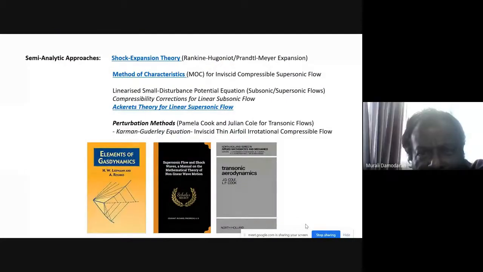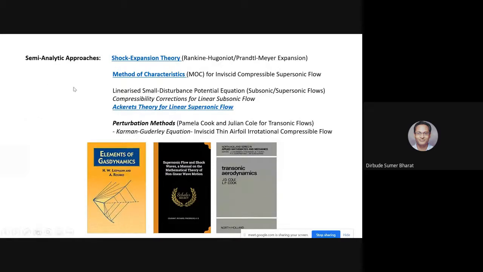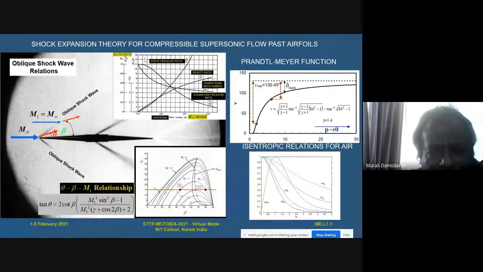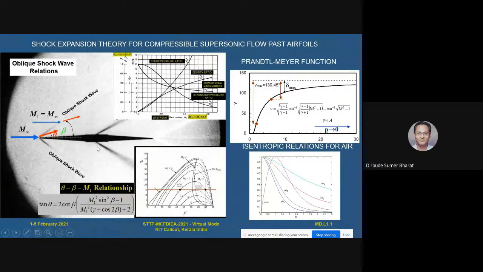Semi-analytic approach? Yeah, semi-analytic approach. So semi-analytic approaches, to solve this aerodynamics in this flight regime, you had the shock expansion theory, Rankine-Hugoniot. If I click on this, can you see anything? Yeah, shock expansion theory.